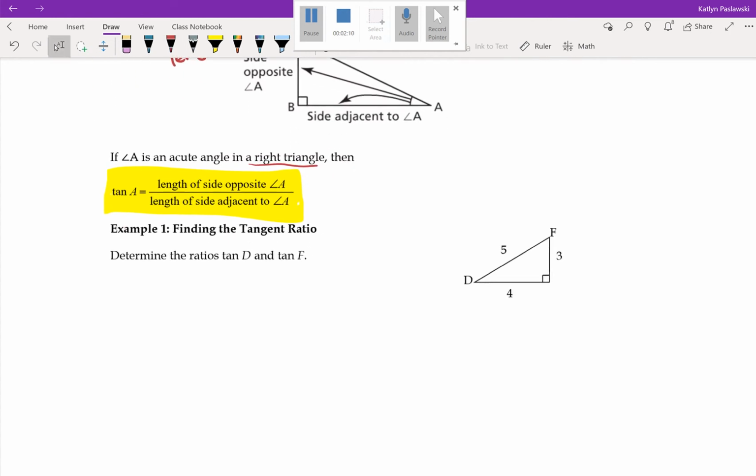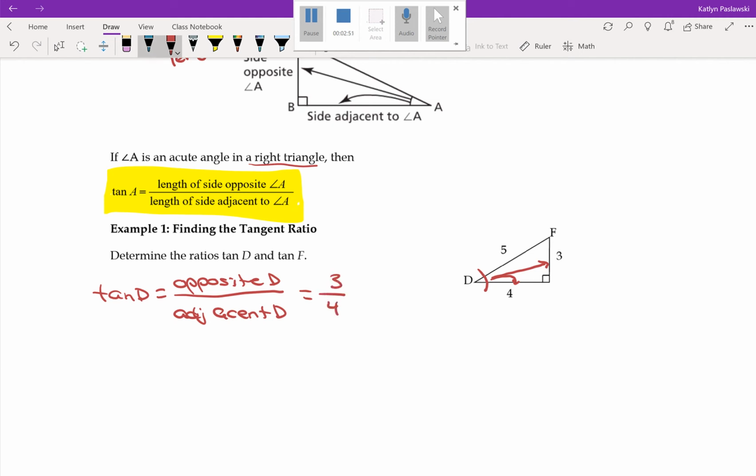Example 1, find the tangent ratio. Determine the ratios of tan D and tan F. So we're looking at the angle in 2 different viewpoints, as I like to think about it. The first one, we're going to start at the tan D. So we know that tan D is equal to the opposite of D divided by the adjacent of D. So we look over at our triangle. Opposite is always directly across and adjacent is always directly beside. So we'd say tan D is equal to 3/4.